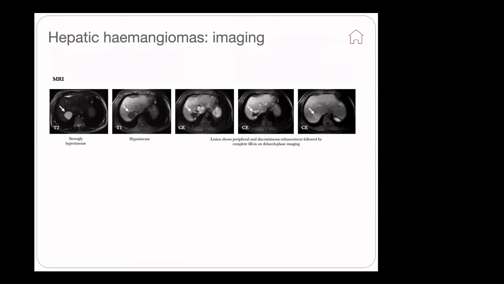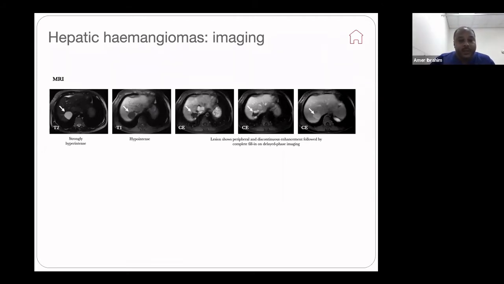Now, if we look at the MRI character, it's very obvious with these 5 pictures: the hemangioma is strongly hyperintense on T2 and hypointense on T1. In the contrast CT scan in the third slide, you can see the cotton wool-like appearance or centripetal enhancement on the periphery of this lesion, which suggests hemangioma, and I don't think it needs any further investigation more than this.